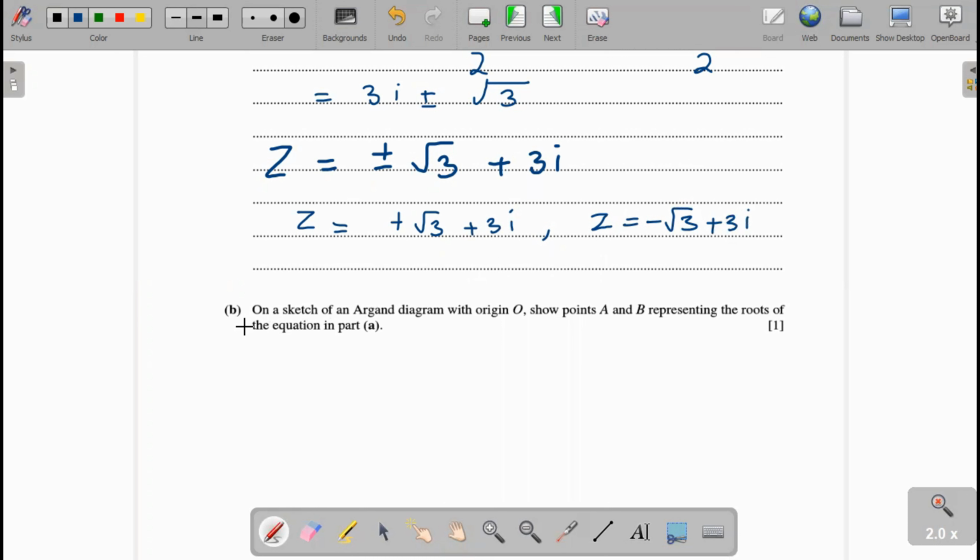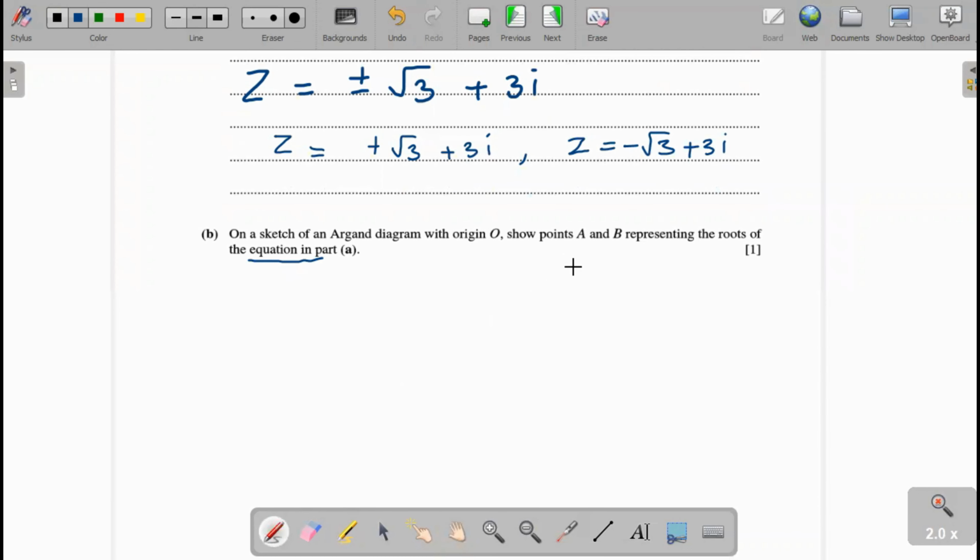Okay. Now the part B. Sketch an Argand diagram with origin, show the points A and B representing the roots of the equation in part A. Now, to mark the points A and B, firstly we draw our graph here. We draw two axes. One is the x-axis, which is the real axis, and the y-axis is the imaginary axis.